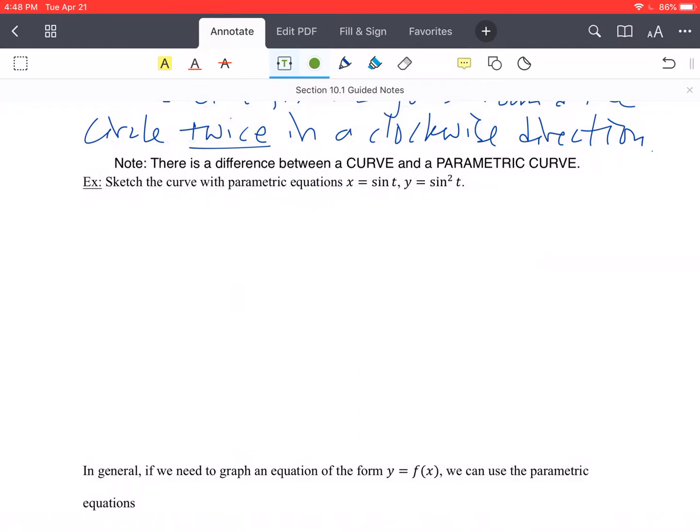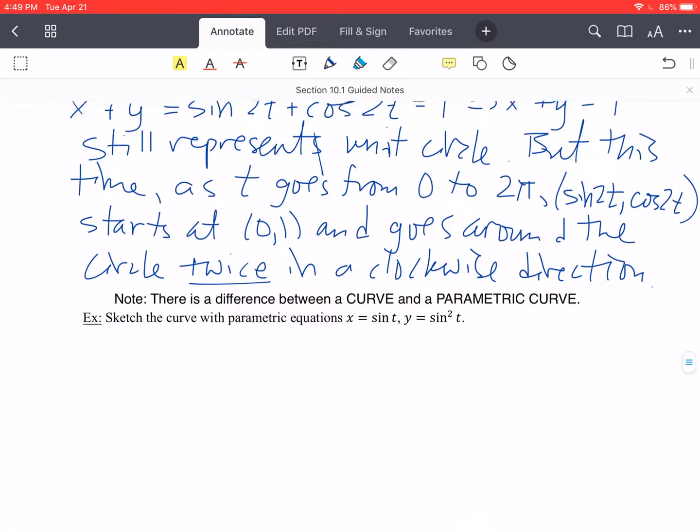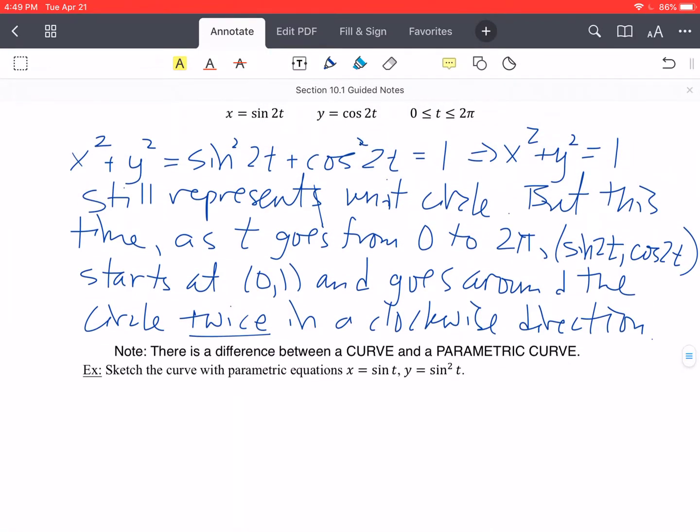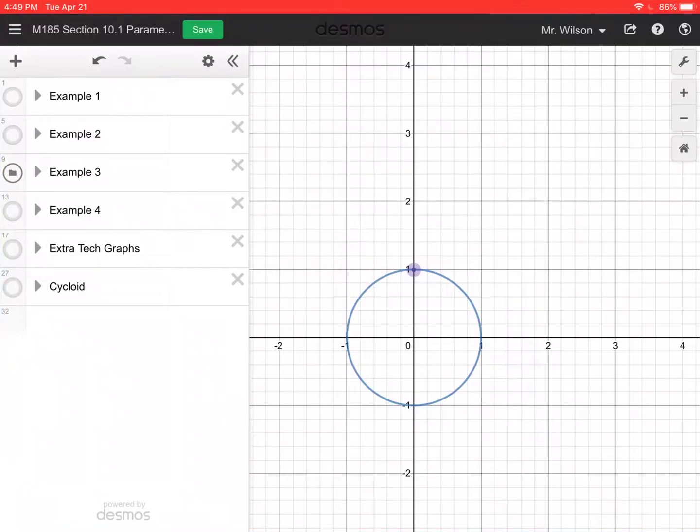That's okay. So the difference between a curve and a parametric curve has to do with that motion. Like we said, both of these sets of parametric equations traced the same curve, right? It traced the unit circle both times. But the parametric equations were different.